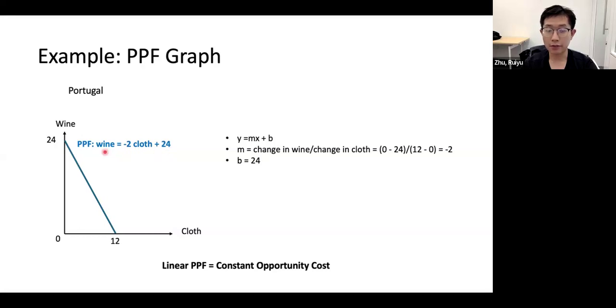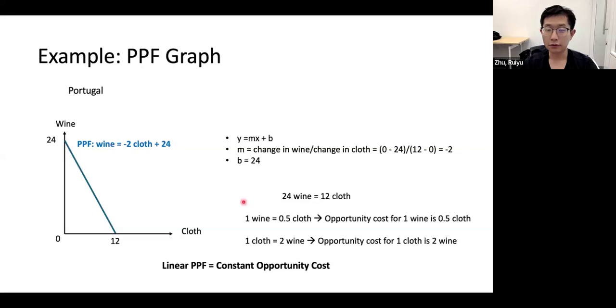This line means that if we want to increase cloth by 1 unit, y will decrease by 2 units. That's the meaning of this -2. That is our interpretation of the opportunity cost. If we want to increase the production of 1 unit of cloth, we have to give up 2 units of y.